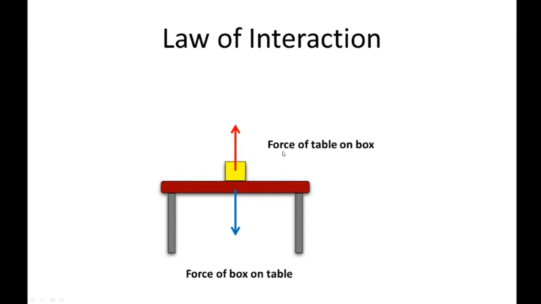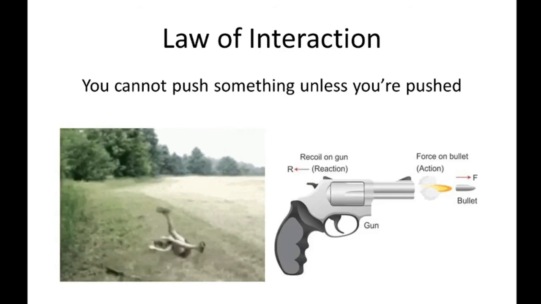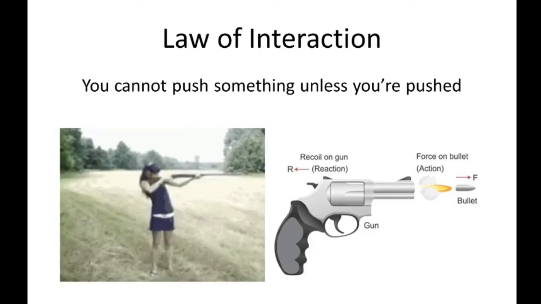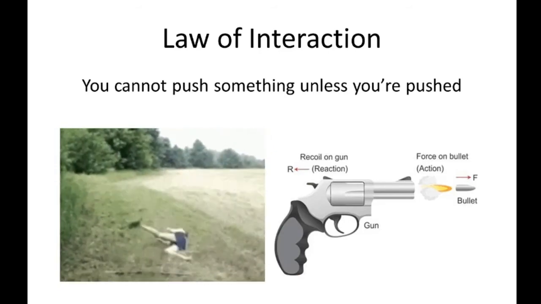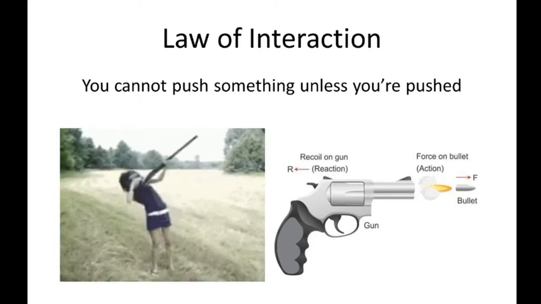Again, these forces are pair forces. One cannot exist without the other, and these forces also cannot cancel out because they are acting on different objects. So you can see from here, this force is acting on the box, and this force is acting on the table. So you cannot cancel them out because they are acting on different objects. So the law of interaction can really be seen in this situation.